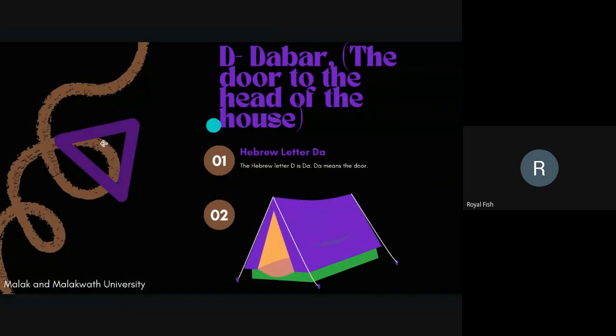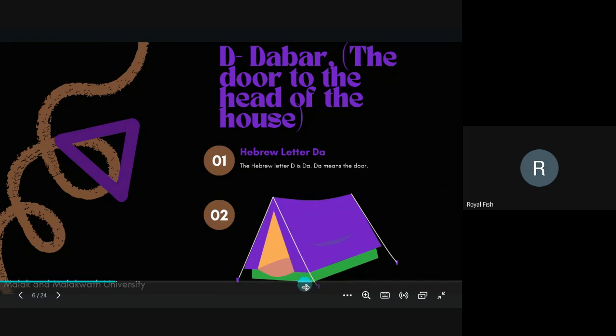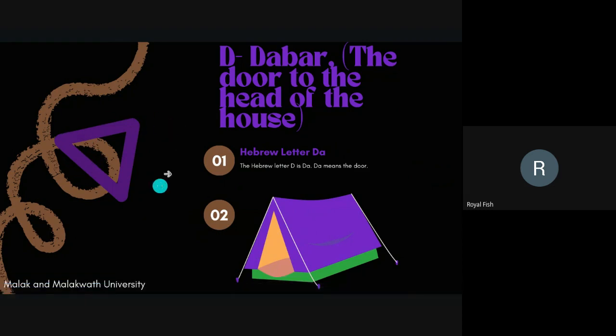Then we have Da. So I love this letter. It's very simple to make. It's like a triangle, but not. It's really supposed to be a tent door entrance. But on the side, it's kind of how we got it over here. So D is Dabar, which is the door to the head of the house. So the Hebrew letter D is Da, and Da means the door.